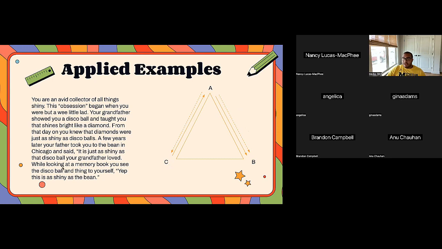From there, while looking at a memory book, you see a disco ball, and this should say think, so little typo. Think to yourself, yep, that's as shiny as the Bean. So you have the reverse relationship. So here I have a common third stimulus, which is A. I have mutual entailment here, and I have mutual entailment over here. Therefore, I have mutual entailment on both sides, and I have a common third stimulus. This gives us combo, two, combinatorial entailment.